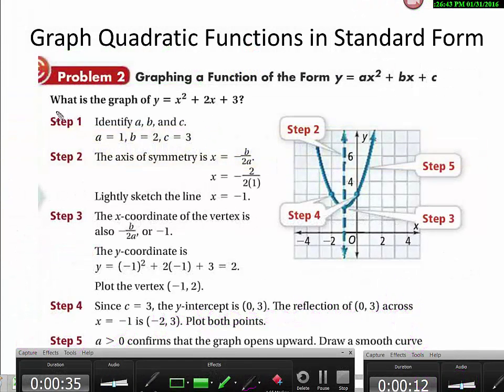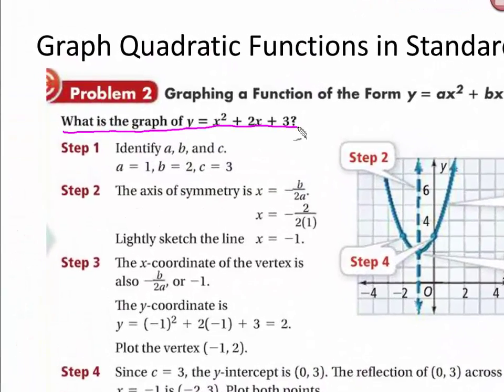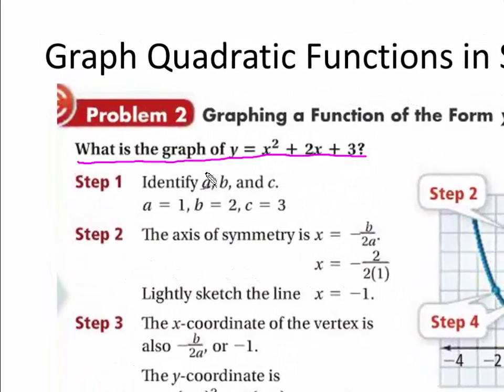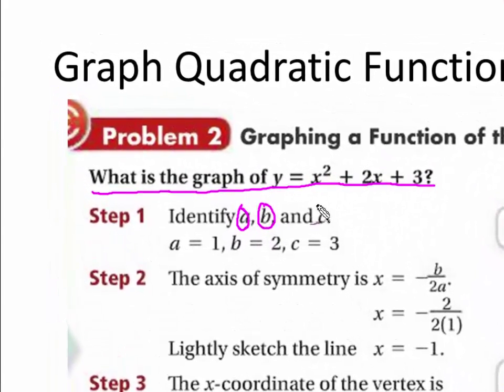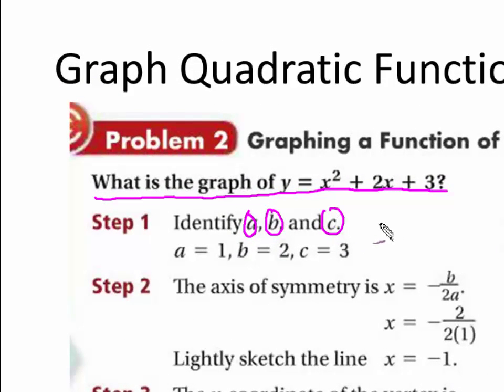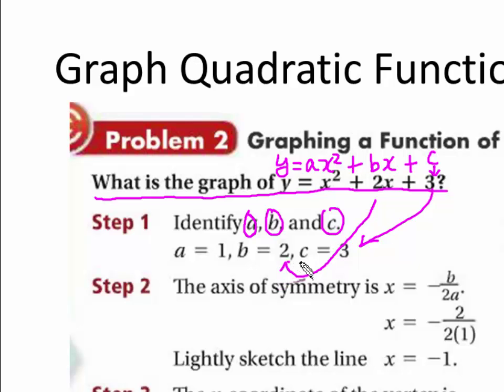Here's the example. What is the graph of y equal to x squared plus 2x plus 3? First, we try to identify what a, b, and c are in this quadratic function. If you line them up, let me give you this lineup right here. y equal to ax squared plus bx plus c. So right away you know c is equal to 3, b is equal to 2, and a, without anything in front of x squared, is a 1, so a equal to 1.